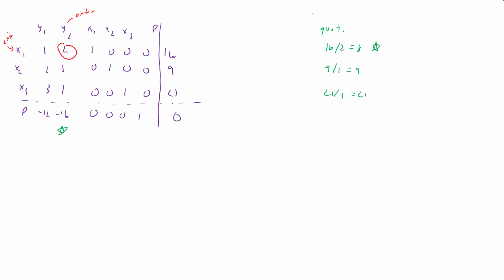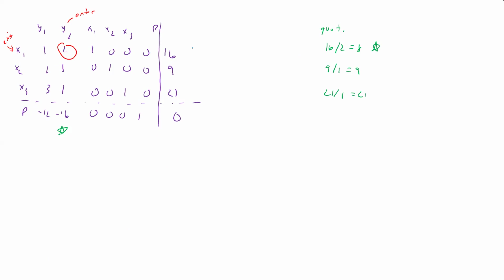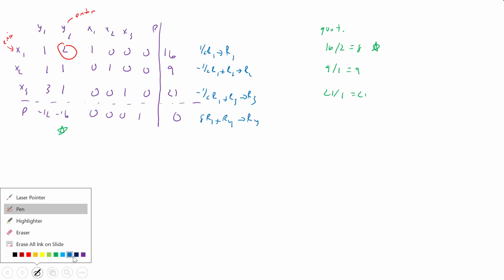All right. So now let's see what we have for things we have to work on. So we'll have to make this one a 1. So we're going to take 1/2 row 1 and replace it with row 1. Then we're going to have to take a minus a half of this row plus that one to make those zeros. So we'll say a minus 1/2 row 1 plus row 2 goes to row 2, and a minus 1/2 row 1 plus row 3 goes to row 3. And then if we take 8 times row 1 plus row 4, that's going to be our new row 4. All right, so I think that's all of the things we have to do.